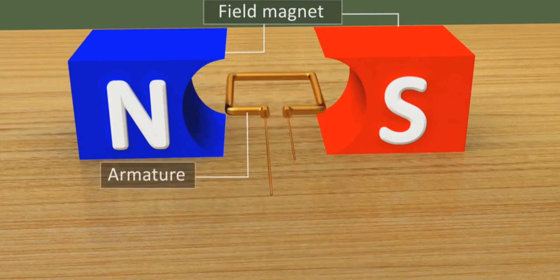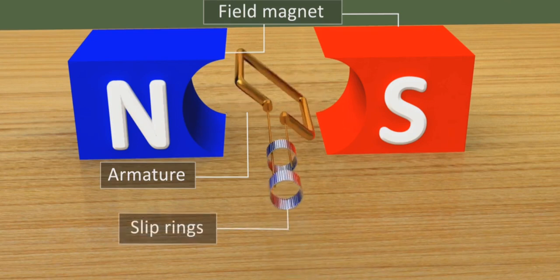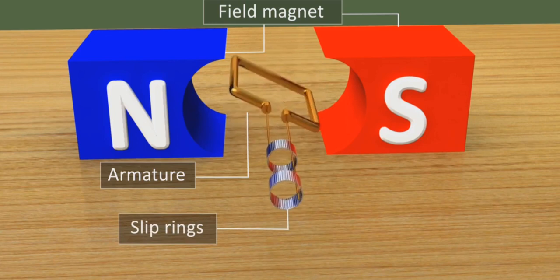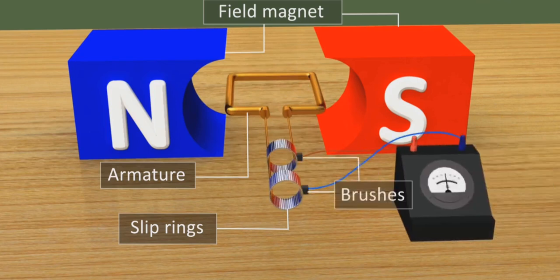An armature is a coil at which insulated conducting wire is wound over a laminated soft iron core. The slip rings are circular rings fused to the ends of the coil. They rotate about the same axis as that of the armature. Brush is an arrangement that is always in contact with slip rings. Current flows to the external circuit through this.